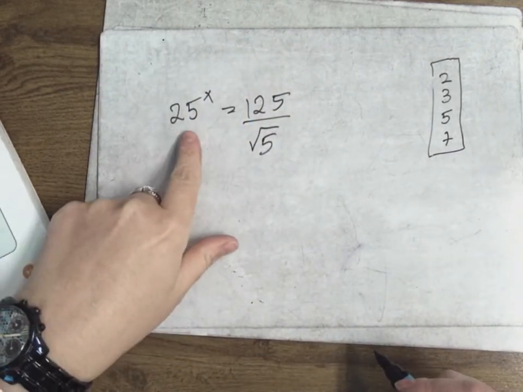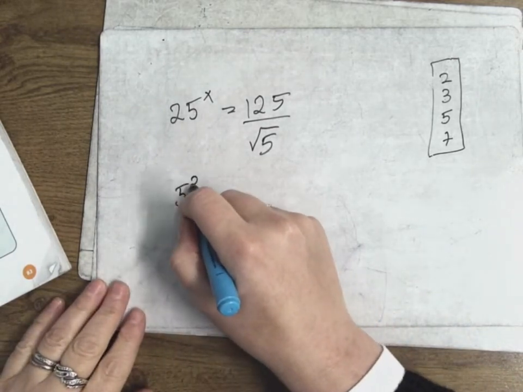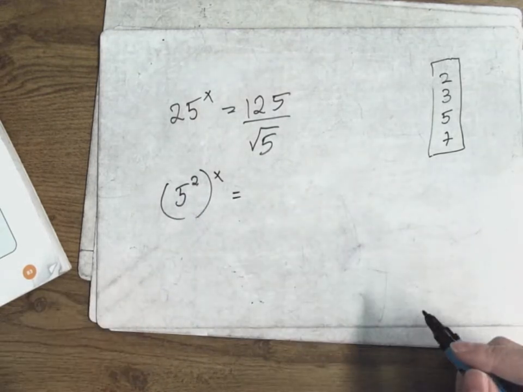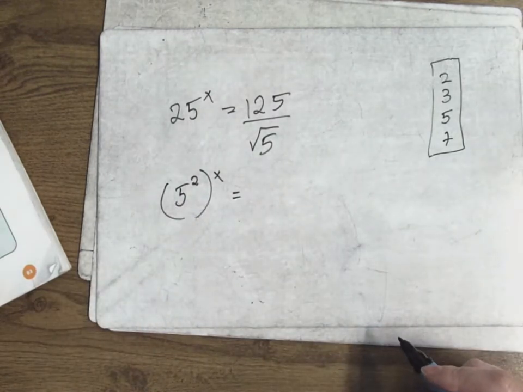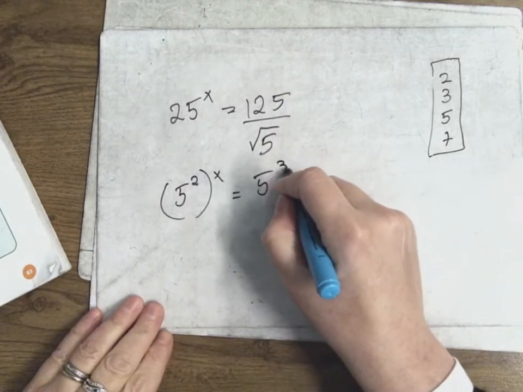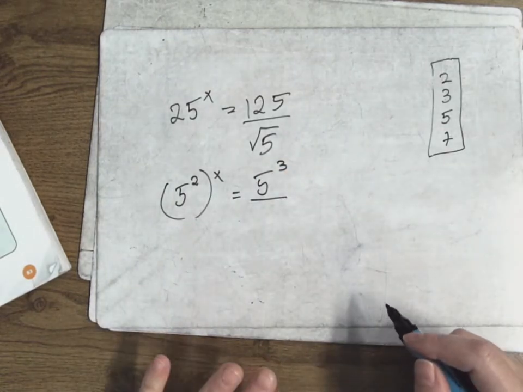So what's 25 as a power of 5? 5 squared, isn't it? So it's 25 to the power of x equals. Now 125 is 5 by 5 is 25 by 5 is 125. So what have we got? 5 to the power of 3. Underneath the line I have the square root of 5. What would that be? 5 to the power of what? A half.